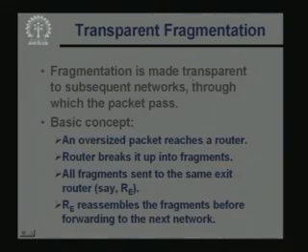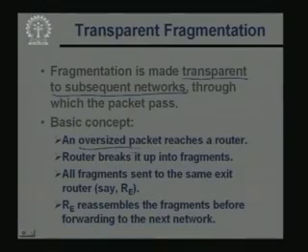When you say transparent, what we mean is that fragmentation is made transparent to subsequent networks. This means that even though a network fragments a packet because its MTU is too small, the subsequent network will not be aware of the fact that fragmentation has taken place. This means that the network which was responsible for fragmentation is also responsible for reassembling the fragments back, so that when you go to the next network, it is the original packet which goes, not the fragments. Okay? This is what the transparency is all about.